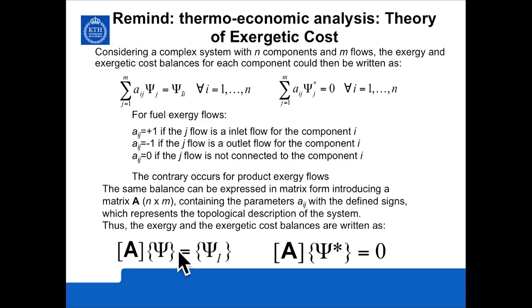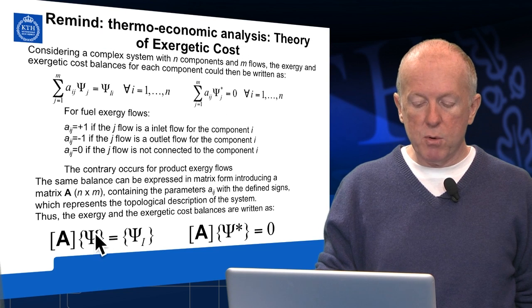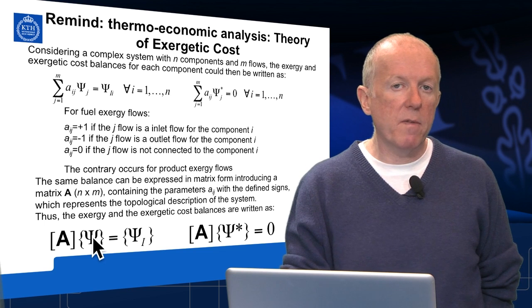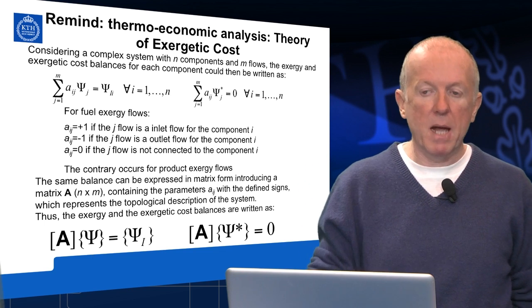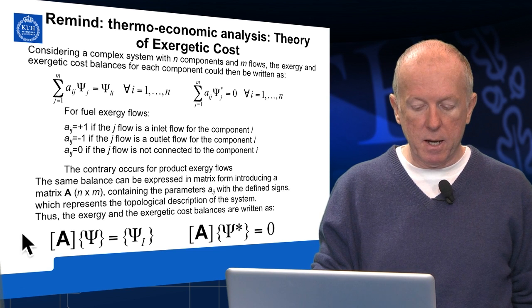So this series of equations can become this form, in matrix form: the topological matrix A by the vector of the variables, which are the flows of exergy, is equal to the vector of the exergy destroyed by irreversibility in every single component. So this is the topological equation that allows us to calculate the exergy flow of all the flows included in the system.